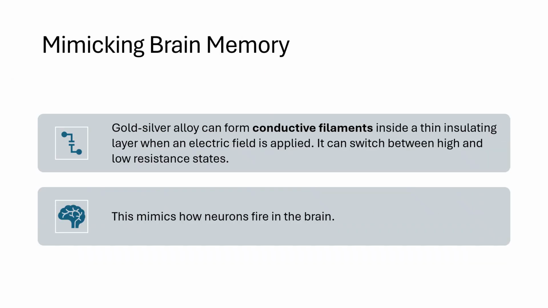Mimicking brain memory. Gold silver alloy can form conductive filaments inside a thin insulating layer when an electric field is applied. It can switch between high and low resistance states. This mimics how neurons fire in the brain.